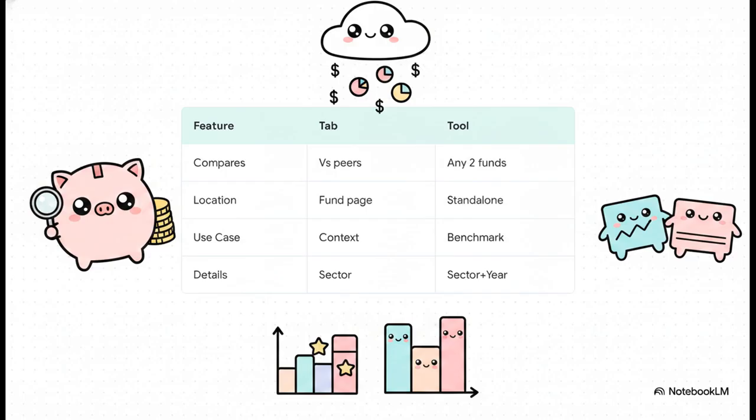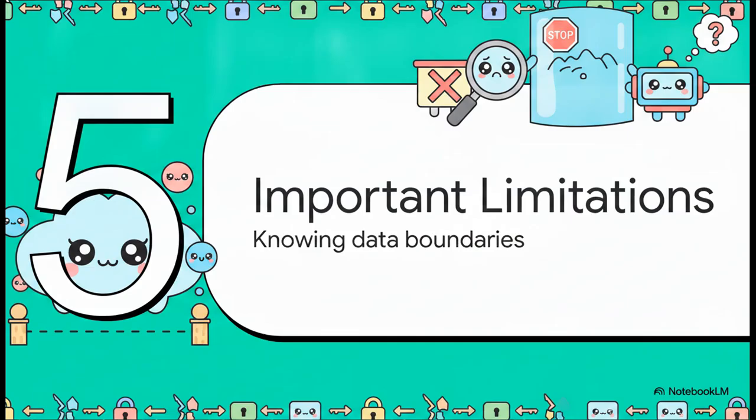But this new Portfolio Comparison tool, it's a completely standalone analytics page. It lets you choose any two funds for direct benchmarking, and it provides sector, year, and vehicle level granularity. Simply put, the old tab gives you market context, the new tool gives you a highly granular head-to-head matchup. Finally, we have Section 5, important limitations to note.